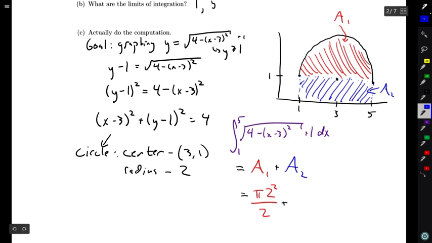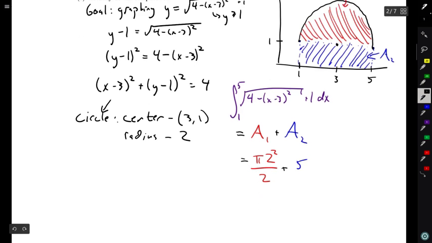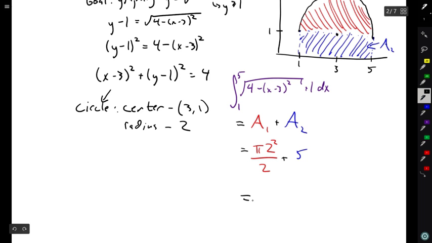The area of the blue rectangle is given by base times height. Its base length is 5 and its height is 1. So we have the blue area here is 5. And so the actual integral overall is going to turn out to be this pi times 2 squared over 2, which is going to be 2 pi, plus 5.